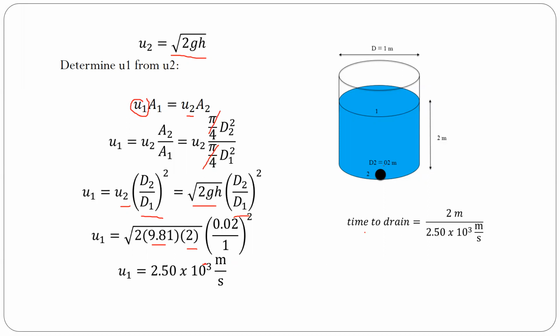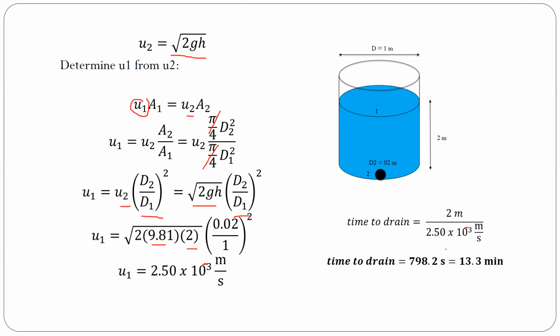Now to get the time to drain the tank, what we have to do is to just divide the distance over the velocity. So that's the time. So 2 meters divided by 2.5 times 10 raised to -3. And therefore, you will compute that to be 798.2 seconds or 13.3 minutes. Okay, so that's one approach to solve the problem.